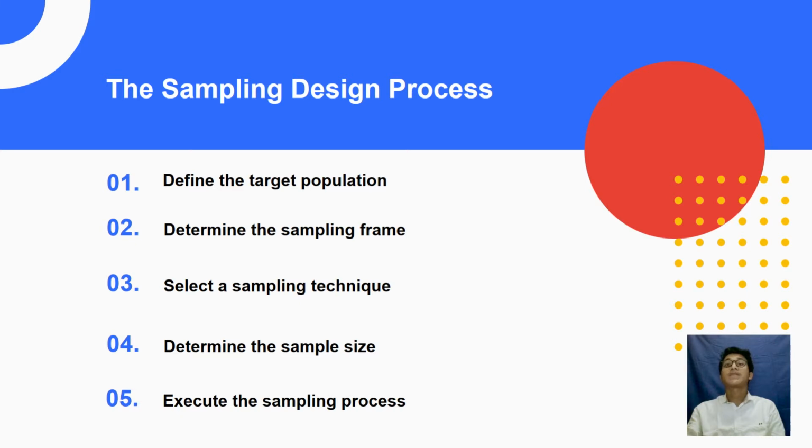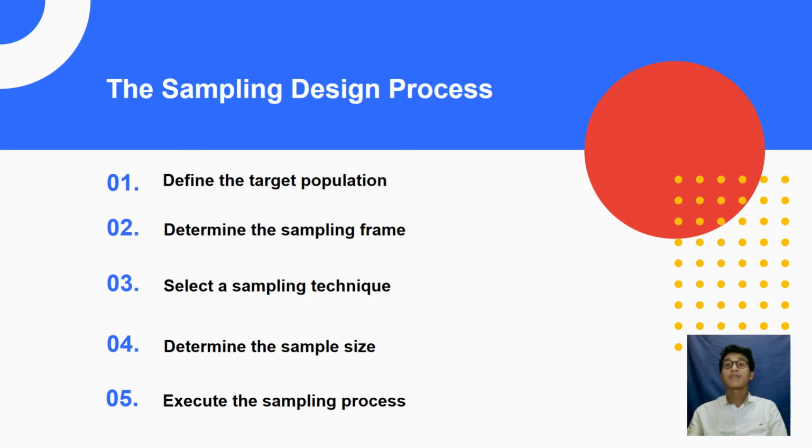The sampling design process. There are 5 steps in the sampling process. First, define the target population. Sampling design begins by specifying the target population. The target population is the collection of elements or objects that possess the information sought by the researcher and about which inferences are to be made. Defining the target population involves translating the problem definition into a precise statement of who should and should not be included in the sample.